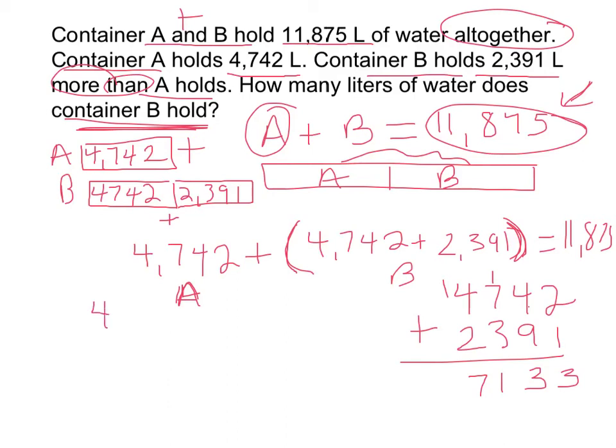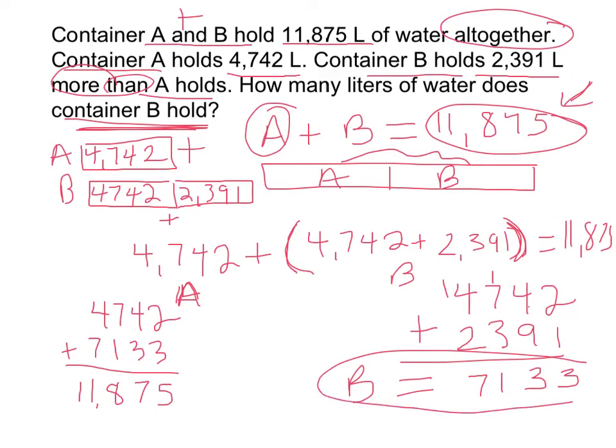Is 4,742 when added to 7,133 going to equal my total? 2 plus 3 is 5. 4 plus 3 is 7. 7 plus 1 is 8. 4 plus 7 is 11. I forgot to put my addition sign, and it does match. So I know that B equals 7,133.